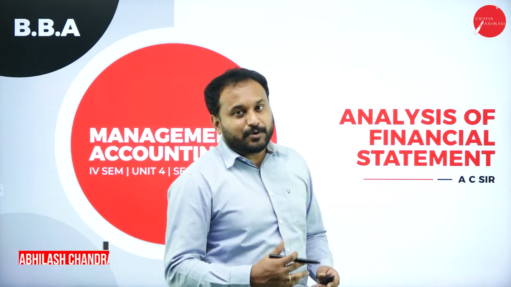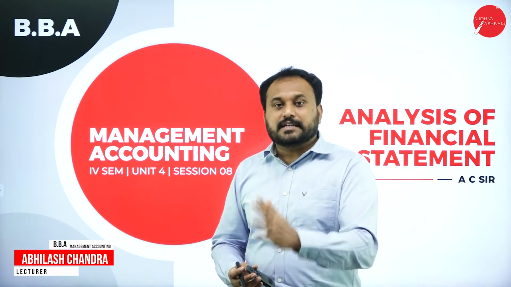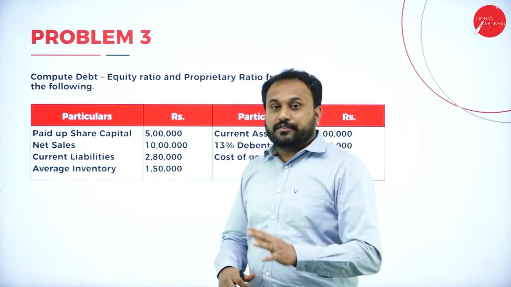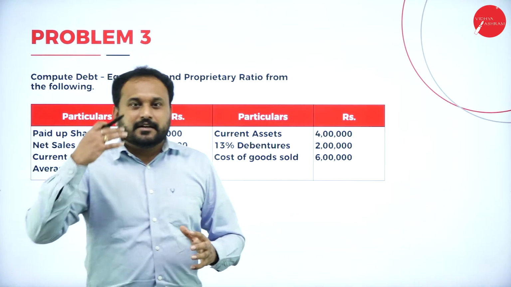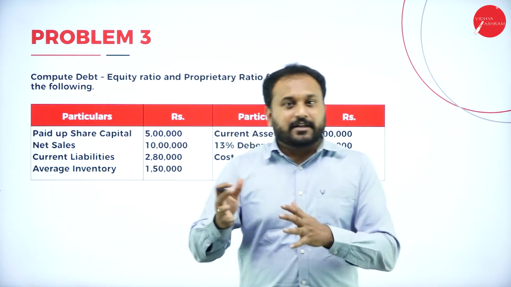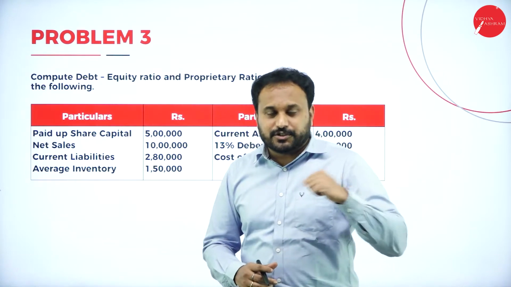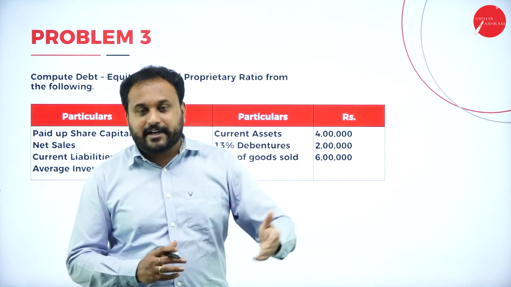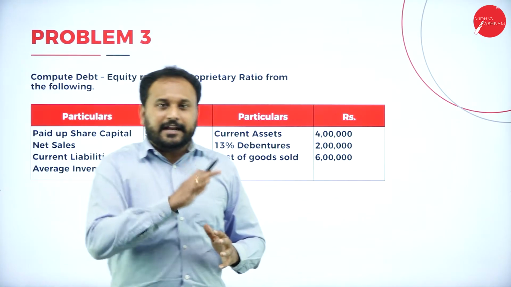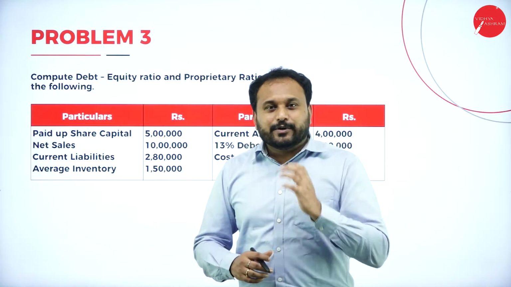Now we'll go with the next problems of ratio analysis, because this chapter contains analysis of financial statement plus ratio analysis. So here we have problem number 3 of ratio analysis. Whenever you get questions saying you are supposed to compute current ratio, quick ratio, which is also called the acid test ratio, then you will get debt equity ratio, debt to capital employed ratio. There are n number of problems, n number of formulas and n number of questions which they're going to ask you.